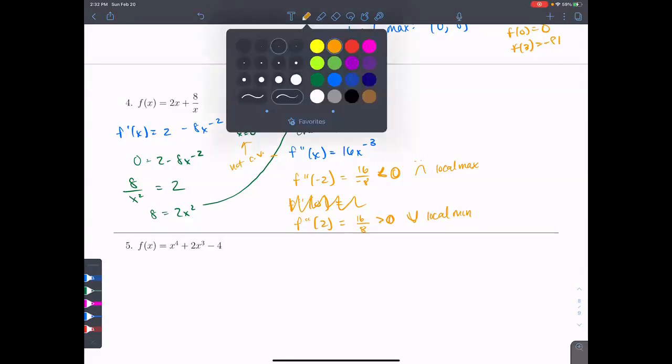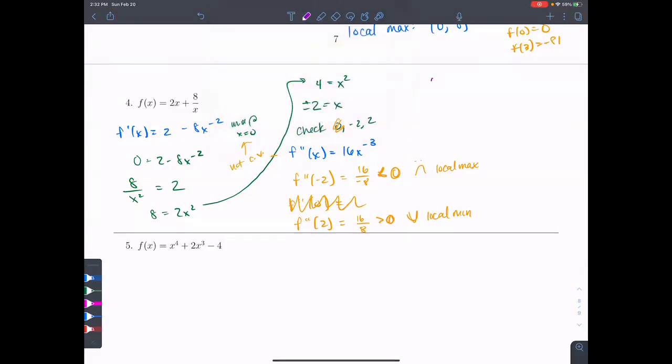Okay, so then actually plugging those in, -2 something and 2 something. This is a local max. This is a local min. And we plug those into the original. We have -4 minus 4, so -8, and 4 plus 4, so +8.